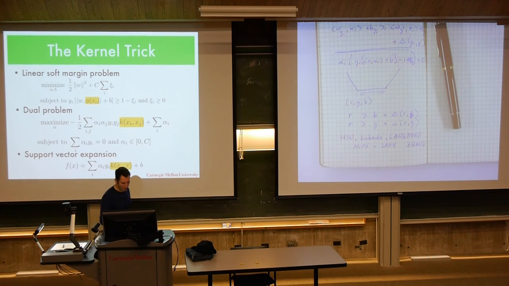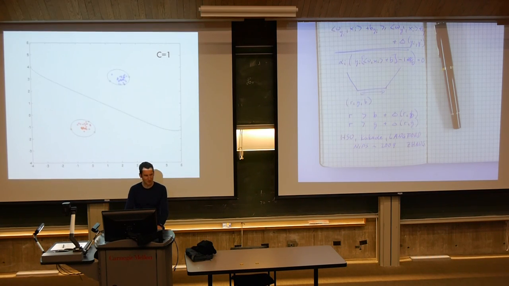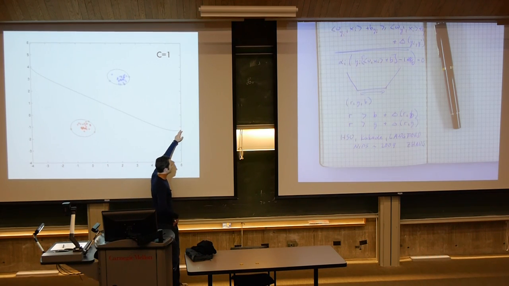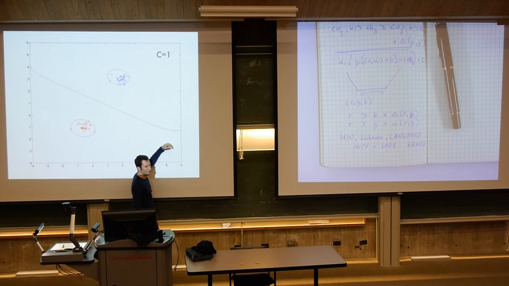So let's get a little bit more intuition by actually looking at one of those problems. These are the very same data sets as before, but now with a nonlinear kernel, in this case a Gaussian RBF kernel. And I can see that now the separating hyperplane is actually kind of weird. It's curved, right? Because while it's a straight line in feature space, it need not be a straight line in the original space.